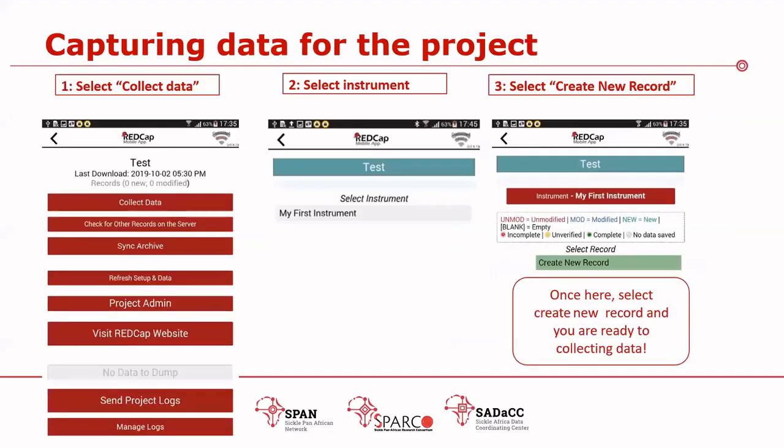On capturing data, you have to select the data collection instruments. The first screenshot shows the project name, and the second shows my first instruments. That's what you use to collect data, and the third is where you enter new data as you create a record.